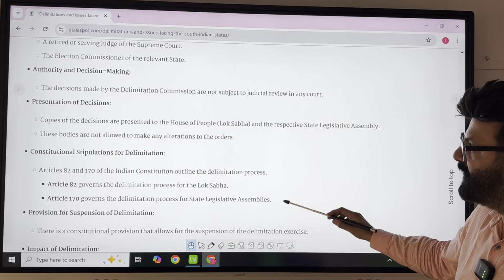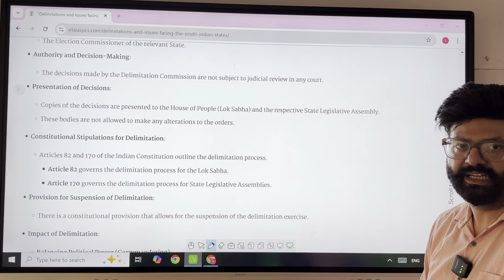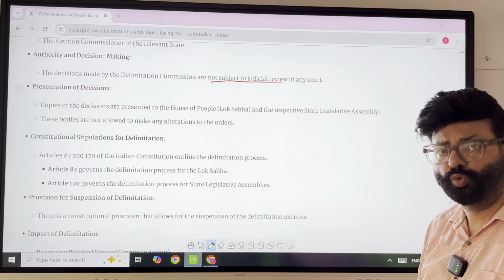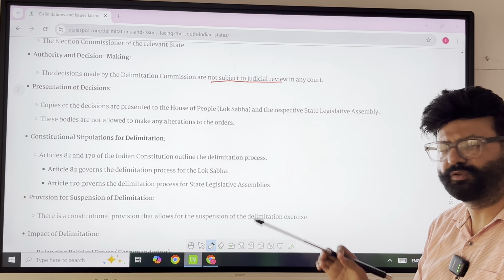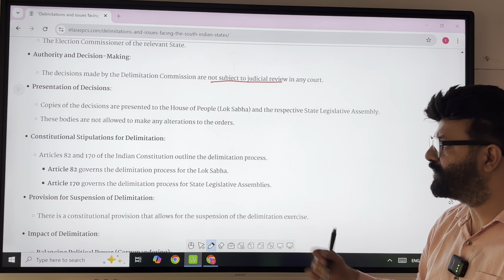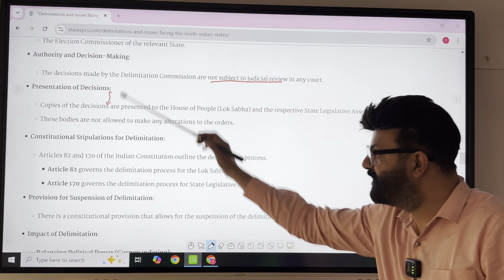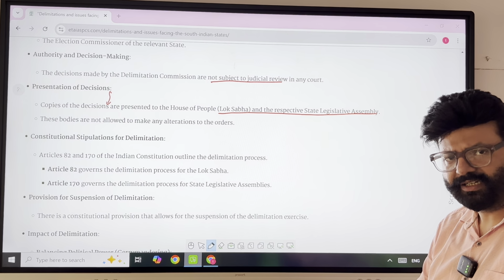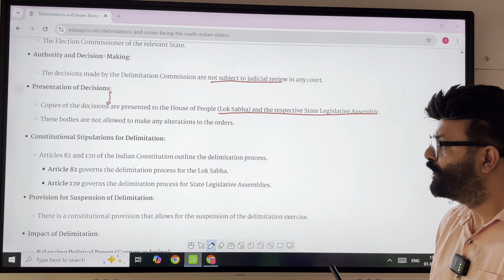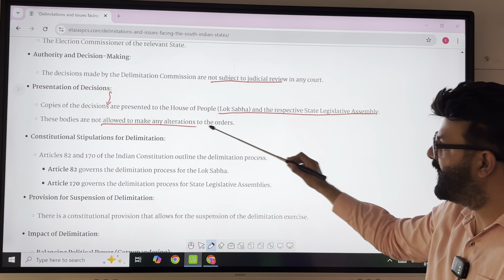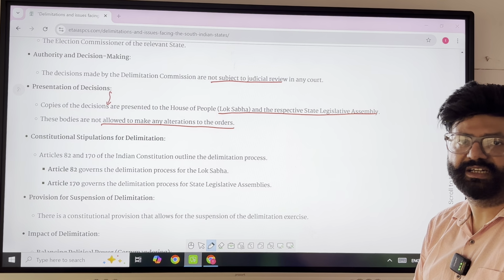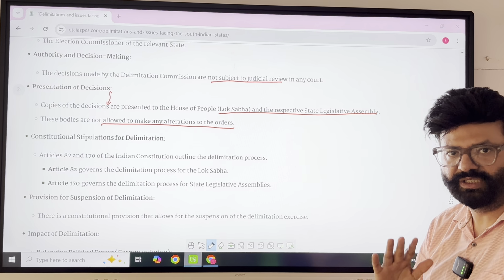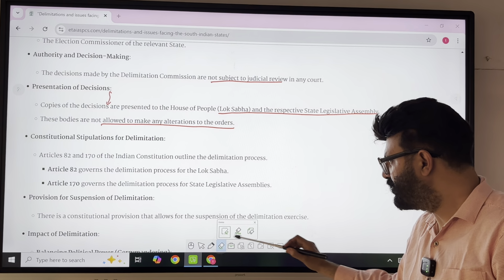Authority and decision making. Now any decision made by the delimitation commission is not subject to judicial review. It means the judiciary cannot review what the delimitation commission has said. It is full and final. Then presentation of decisions. Whatever decisions are made will be presented to the Lok Sabha and Vidhan Sabha. Lok Sabha in the case of center, Vidhan Sabha in case of states. These bodies are not allowed to make any alteration to the orders. Whatever the delimitation commission has proposed, it is full and final. Even the judiciary cannot intervene, and cannot review it. So this we have already discussed.